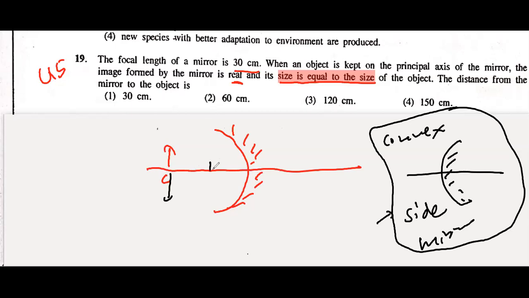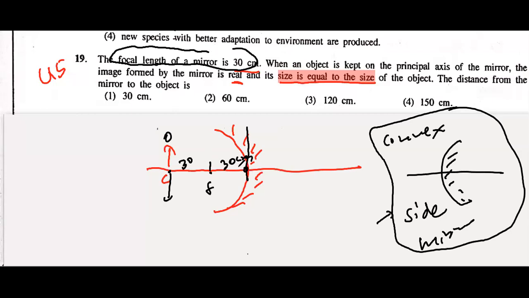If you take the focal length here as 30 centimeters, they ask for the distance from the mirror to the object. Focal length 30 centimeters. This is the object, this is the mirror. From the mirror to the object, what? 30 plus 30, 60. Again I am telling: this is the focal point. From the focal point to the mirror is the focal length, 30 centimeters, which they have given at the beginning.